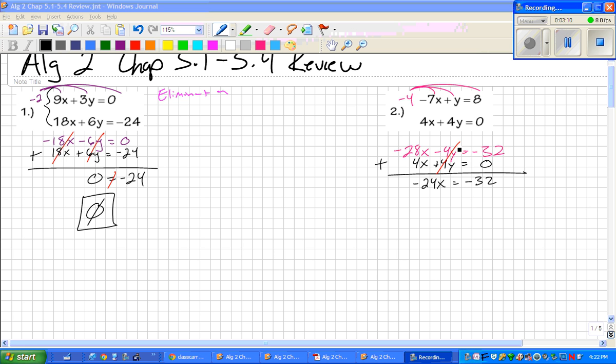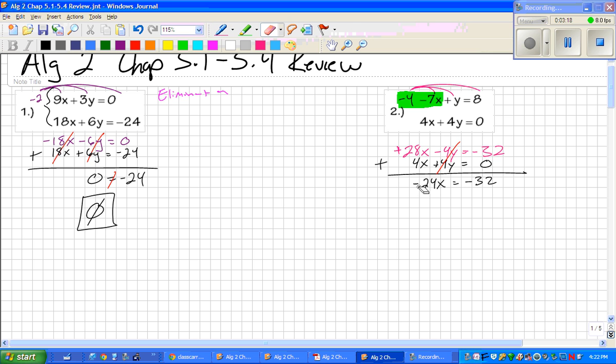Okay, so I'm looking at this and I know I made a mistake somewhere. Do you guys see it? A negative times a negative should actually be a positive 28, which gives us positive 32. Okay, so then when we solve for x and divide by 32, we get x equals negative 1.